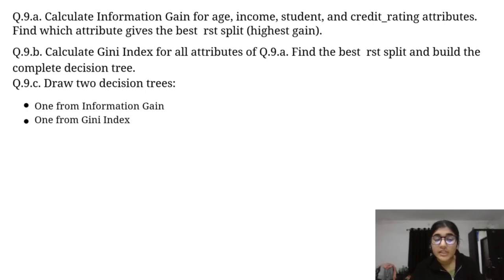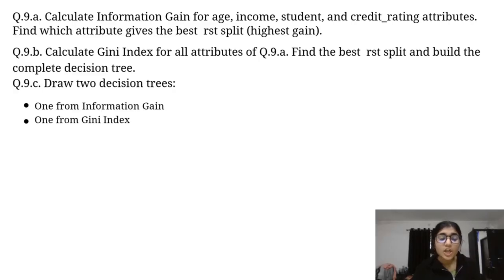Now, moving on to question number 9, that is the last question of the end semester examination. Question 9A is: calculate information gain from age, income, student, and credit rating attributes. Find which attribute gives the best root split, that is highest gain. And the B part says: calculate Gini index for all attributes of question 9A. Also find the best root split and build the complete decision tree.